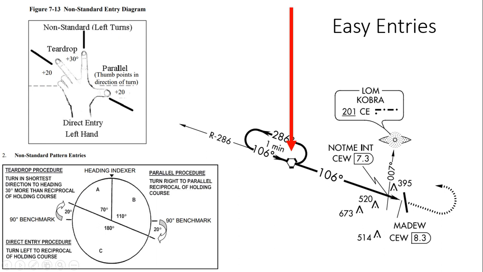Well, I'm pretty sure if we were coming down from here, that would be a teardrop. And if we were coming from this direction or this direction, it'd be easily a direct. But what about here? You're kind of right on the line. Could you do a direct entry? Could you do a parallel? Well, let's make life easier.